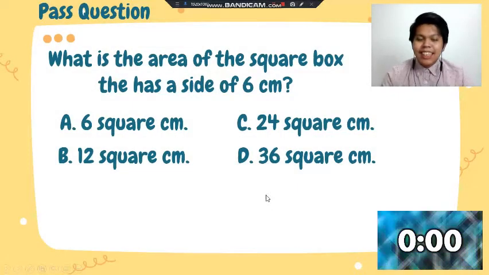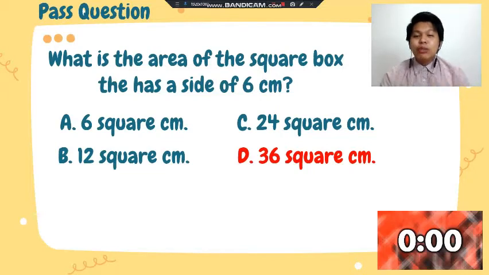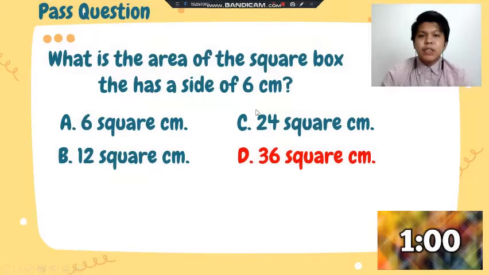Time's up. Let's check your answers. The correct answer is 36. Remember that the shape is square. That means all the sides are equal. So that means you need to multiply 6 times 6 and you will get 36. Now let's move on to our next activity.